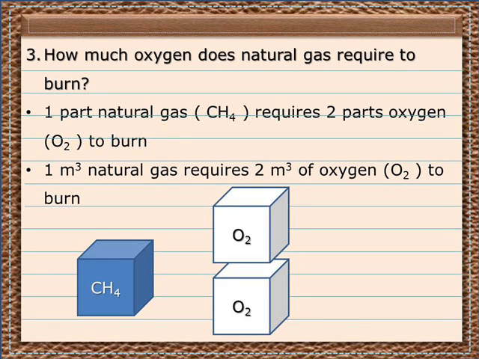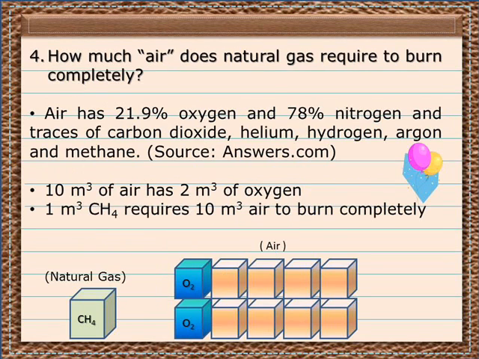How much oxygen is required for natural gas to burn? Generally speaking, 1 part natural gas requires 2 parts of oxygen to burn. Therefore, for 1 cubic metre of natural gas, you require 2 cubic metres of oxygen to make it burn.